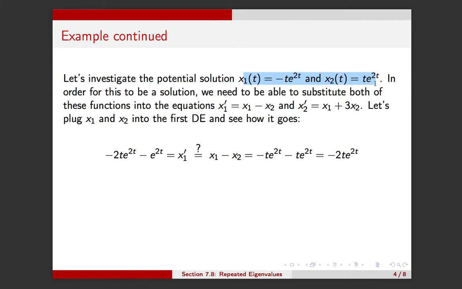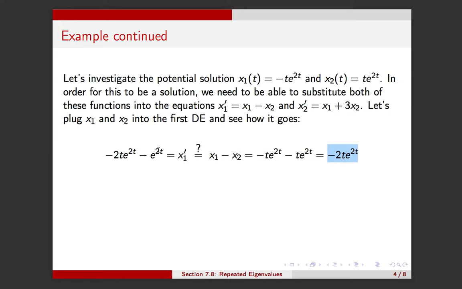So in order for those two functions together to be a solution, we would have to be able to substitute both of these functions into the original system. And here's the original system again. So let's plug these functions in and just see how it goes. So x1 prime, that's supposed to be x1 minus x2. Is it? x1 prime is this. x1 minus 2, question mark here, right? x1 minus 2 is definitely this, which simplifies to just this. Negative 2 e to the 2t, right? Negative 2 e to the 2t is not itself minus e to the 2t, right?